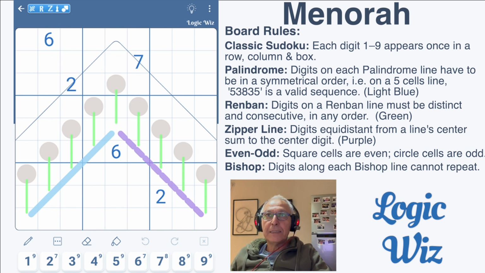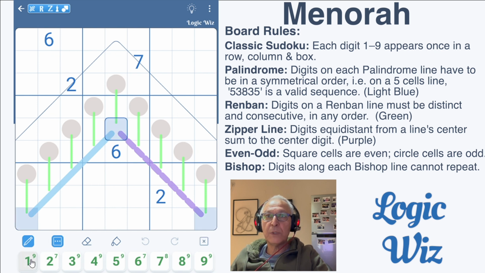Let's get going. We have in this puzzle 5 variants: Palindrome, Renban, zipper line, bishop, and even odd. Let's explain the variants before. The palindrome is the blue line over here. And basically what it means is that digits need to be symmetrical around the center.